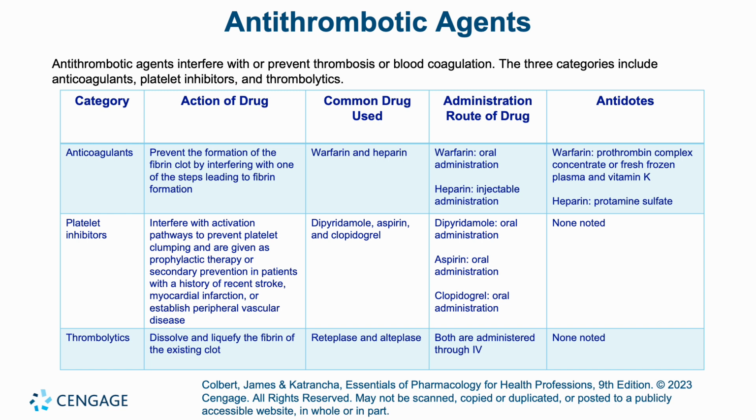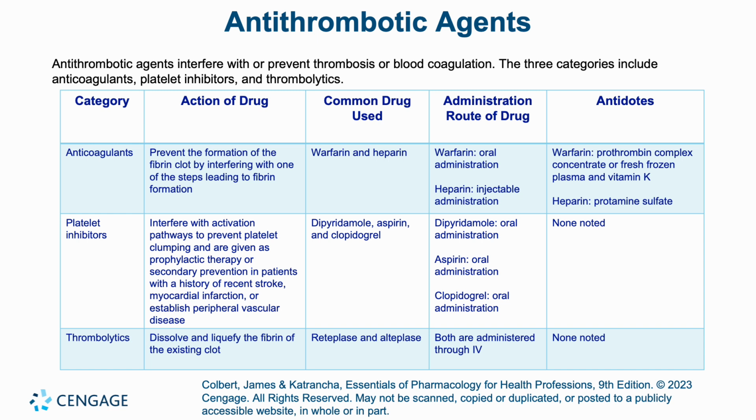The next category is platelet inhibitors. The action of platelet inhibitors is to interfere with the activation pathways to prevent platelet clumping. And these are given as prophylactic, so again, preventative therapy, or secondary prevention to prevent a second or further complication of patients with a recent stroke, myocardial infarction, or established peripheral vascular disease.